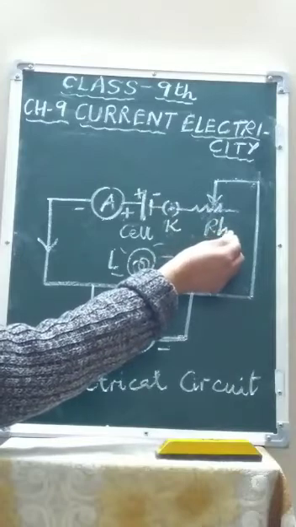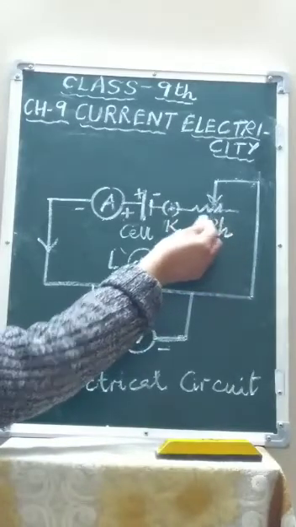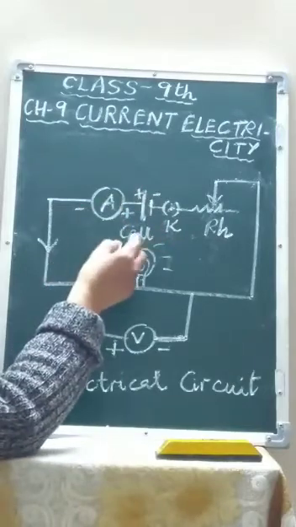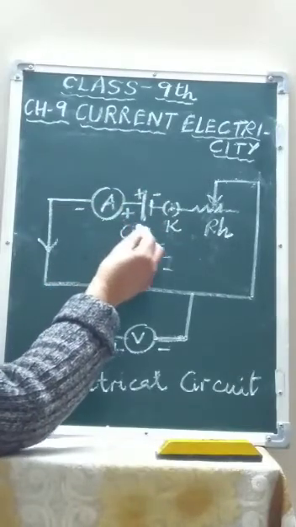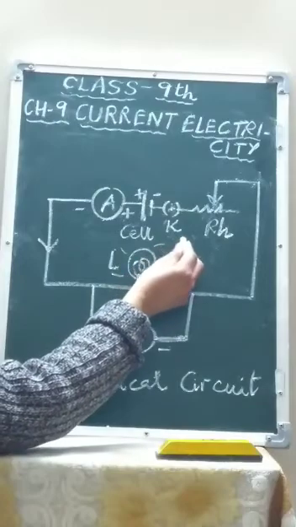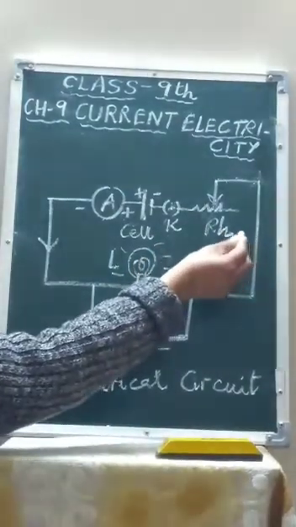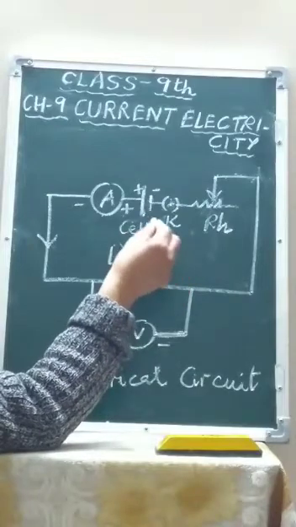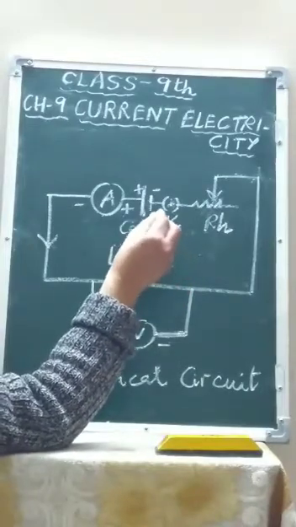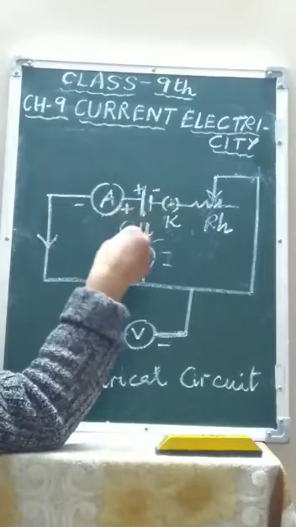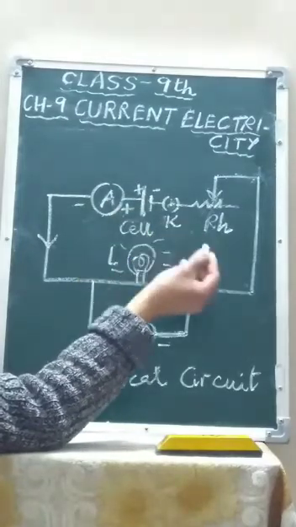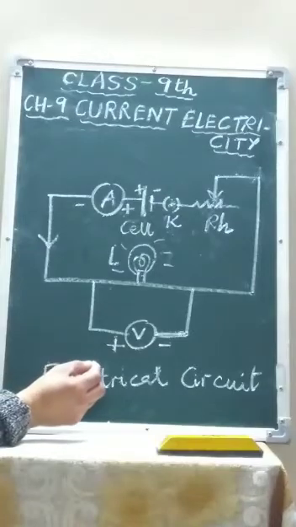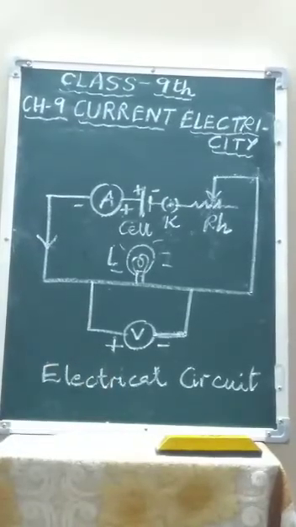If you decrease the resistance by sliding the jockey to the left, the glow of the bulb will increase. And on increasing the resistance by sliding the jockey to the right, the glow of the bulb decreases. The readings of ammeter and voltmeter also decrease. Means less resistance, more current. But more resistance, less current flows through the electric circuit.